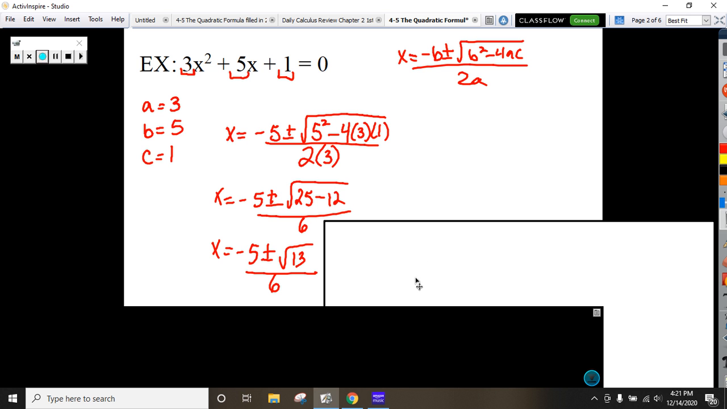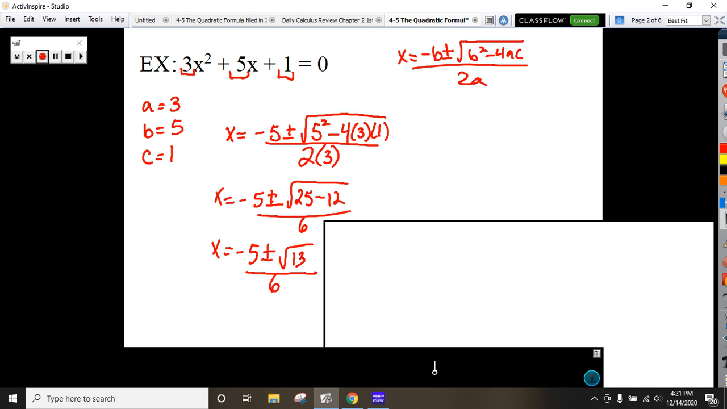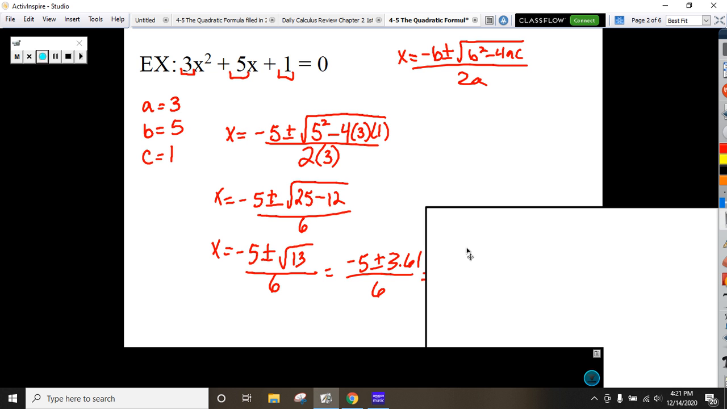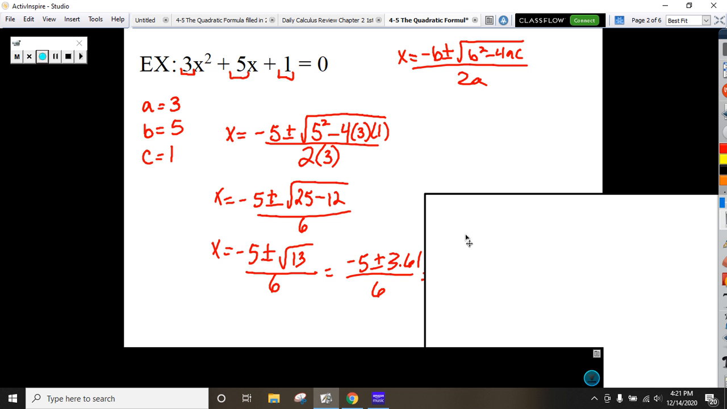So we end up with x equals -5 plus or minus the square root of 13 over 6. So again, our main focus is to get it to this point so we can actually take the square root of 13, which is what we're going to do next. And that's what you'll see here. So the square root of 13, we're going to round to 2 decimal places, is 3.61.